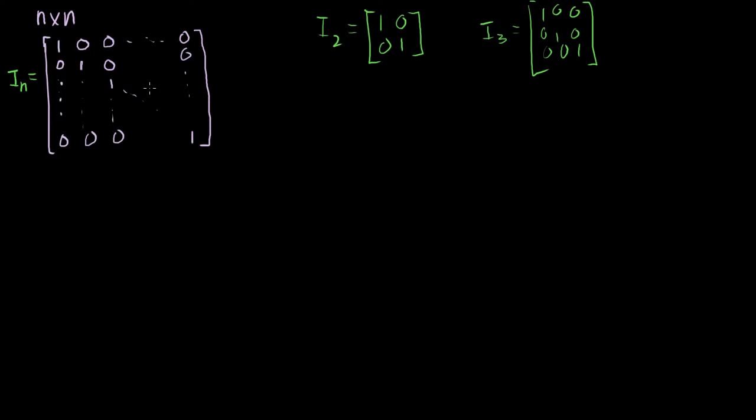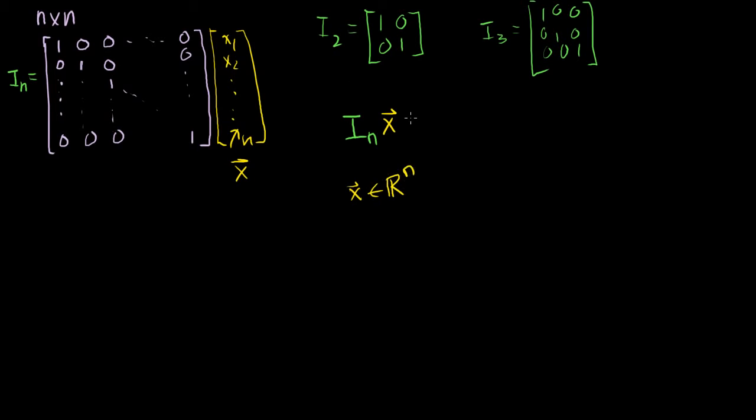Now, the neat thing about this identity matrix becomes evident when you multiply it times any vector. So we can multiply this guy times the n component vector, a member of Rn. Let's call this vector x. This is x1, x2, all the way down to xn. What is this going to be equal to? If I multiply my identity matrix, I sub n, times my vector x, where x is a member of Rn and has n components, what am I going to get?